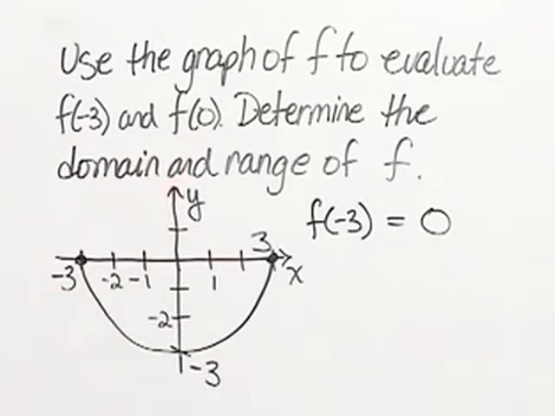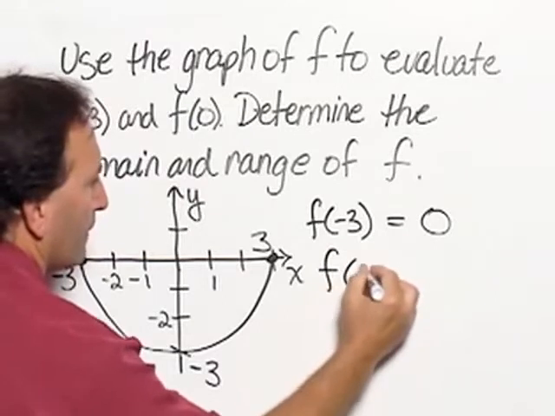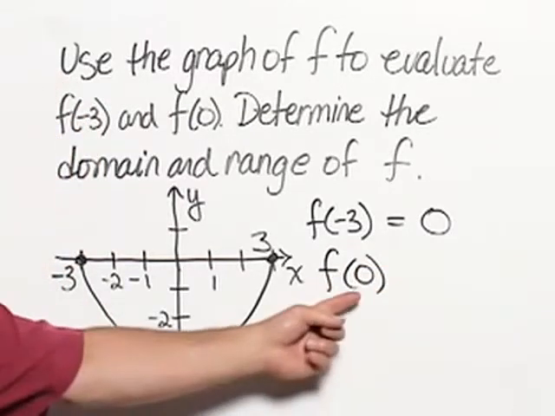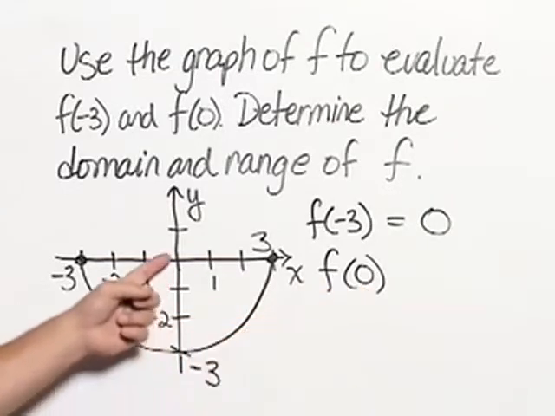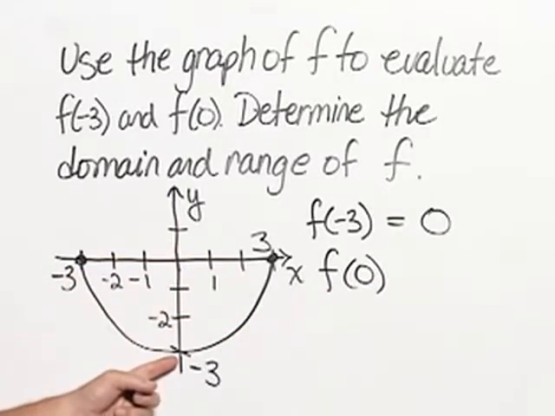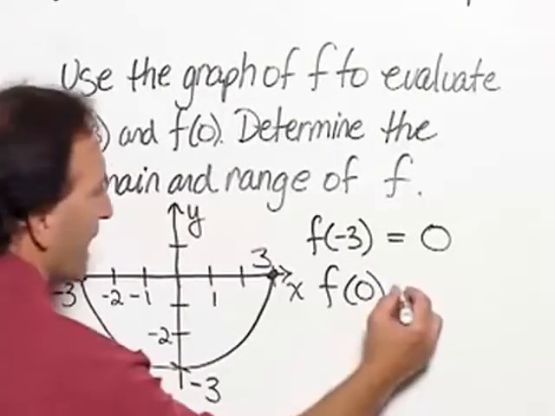Now evaluate f of 0. This time we want to find the value of the function when x is 0. X is 0 right on the y-axis. In other words, we're looking for the y-intercept, which is negative 3.